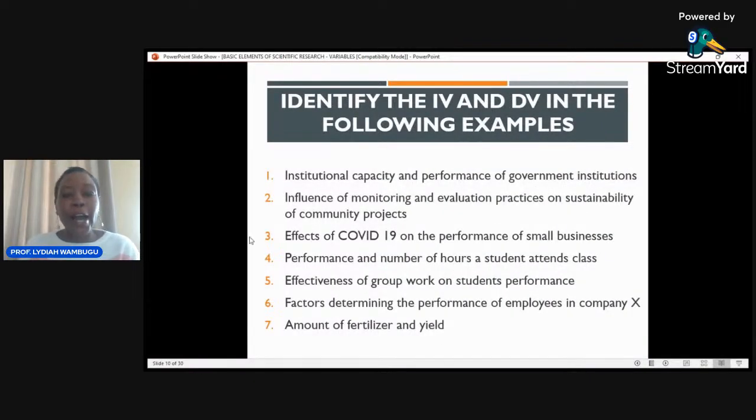And I have a number of questions here that I would want you to look at and see whether there is any where you may not be able to identify the independent and the dependent variable. I'll pause for 2 minutes. If there is any that you cannot attempt, please ask. You can just put it on the chat.